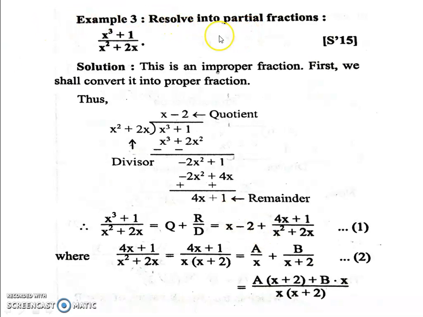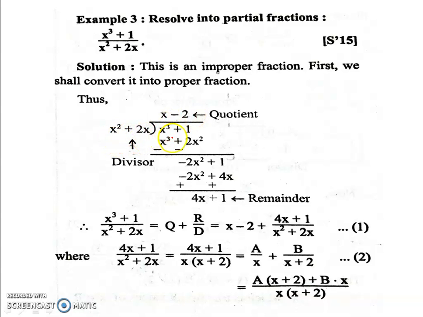Resolve into partial fractions x cube plus 1 upon x square plus 2x. This is an improper fraction. First we shall convert it into a proper fraction. Why? Because the degree of the numerator x cube is greater than the degree of the denominator x square. That's why it is an improper fraction. So we have to use the q plus r upon d method. We have to divide x cube plus 1 by x square plus 2x.